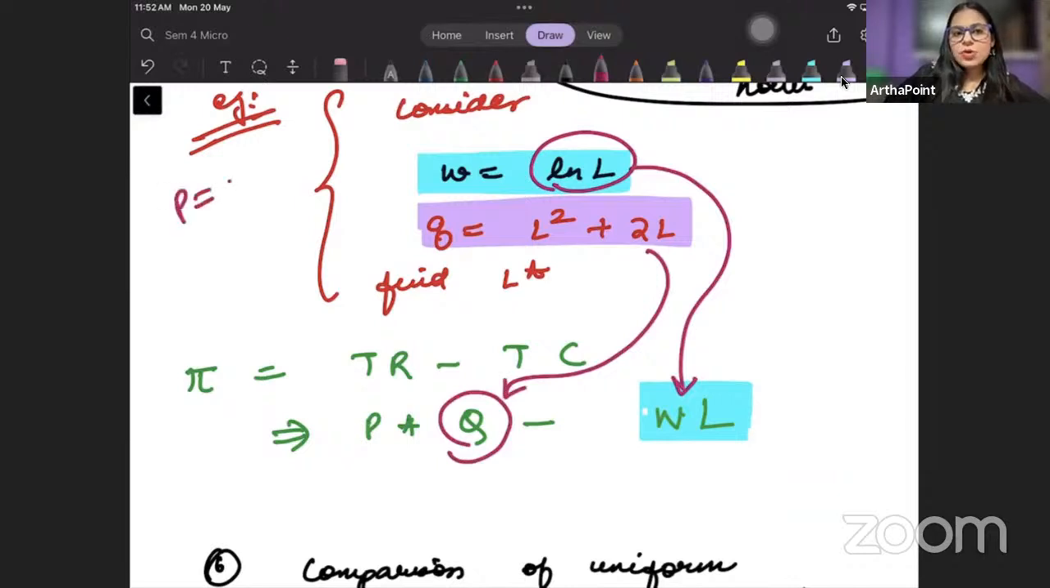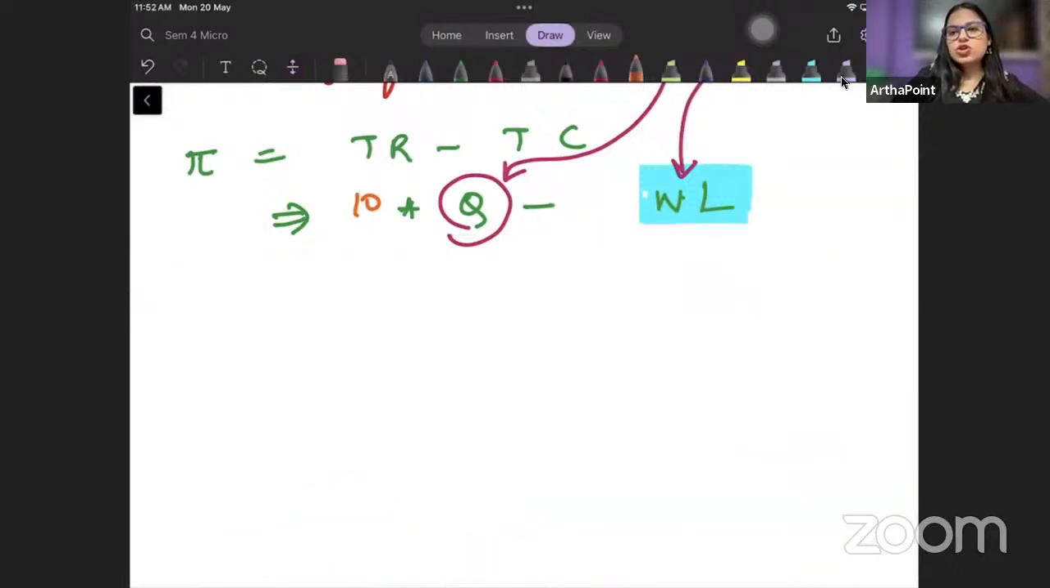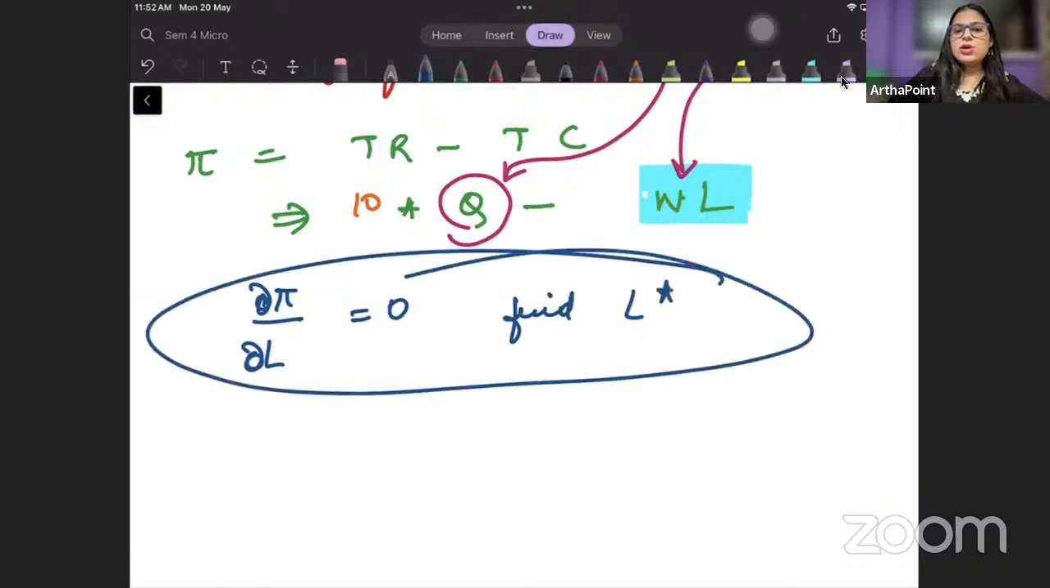You will be given some constant price. जैसे अगर price को 10 दे देते हैं, so it will be 10. And once you are given this, तो पूरा का पूरा function will be a function of labor. So you just have to go ahead and differentiate the profit with respect to L, equate it to 0, and find the equilibrium amount of labor.